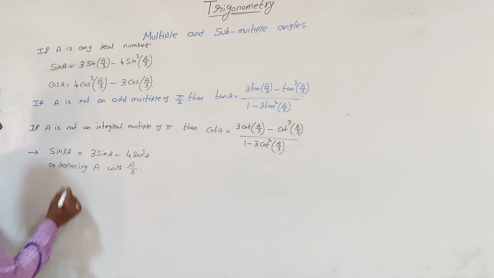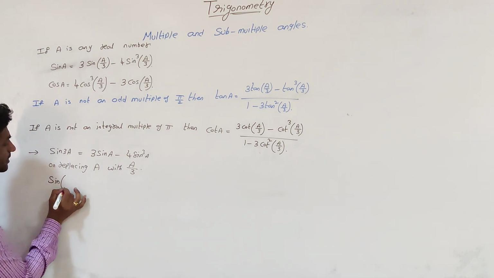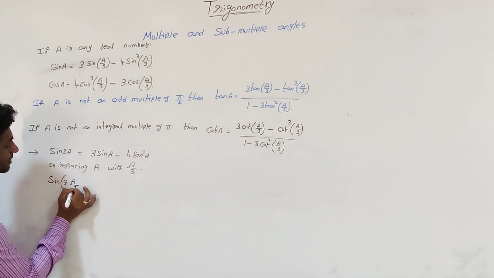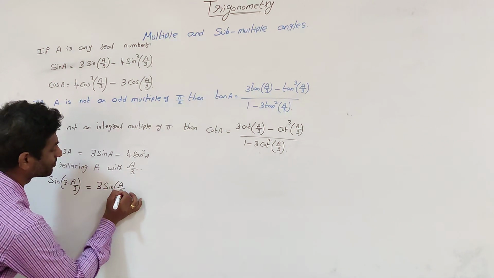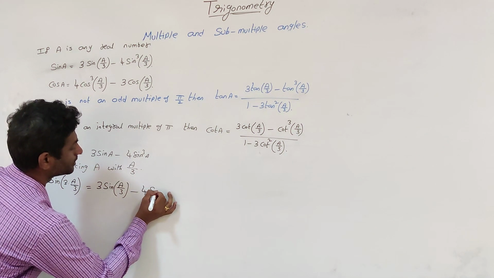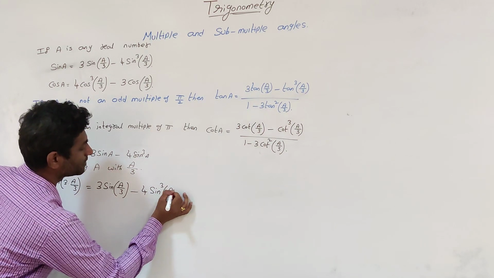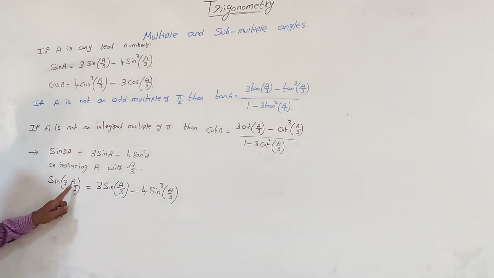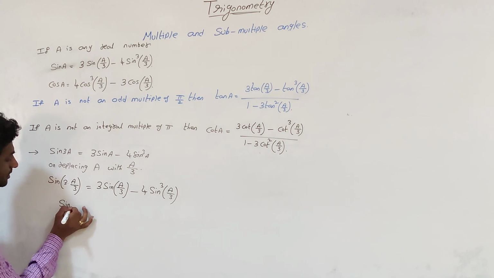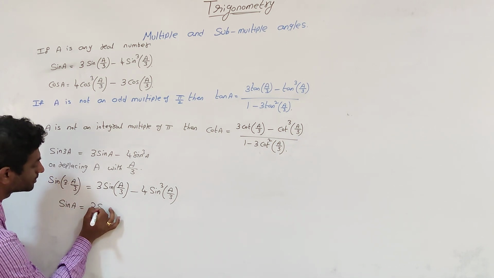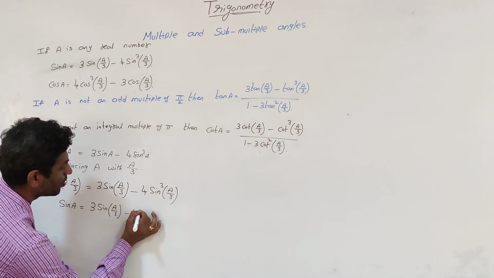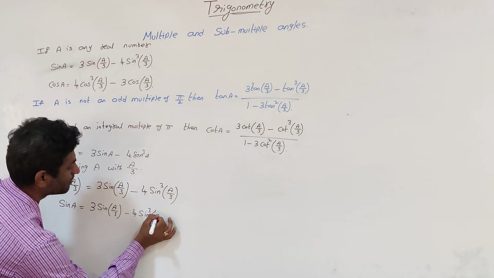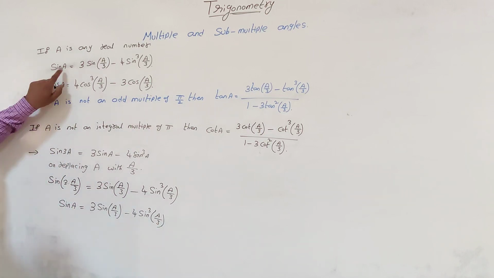That is, sin 3 into a by 3 is equal to 3 sin of a by 3 minus 4 sin cube of a by 3. So 3 gets cancelled. Sin a is equal to 3 sin of a by 3 minus 4 sin cube of a by 3. That is the result of 1/3 angle.